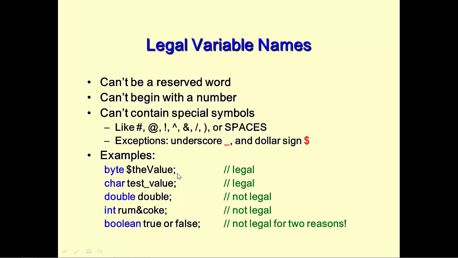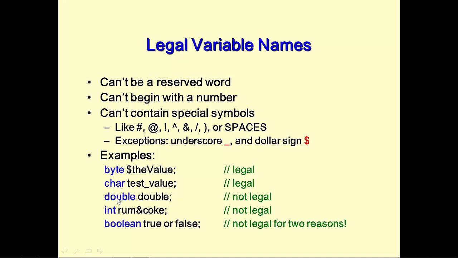$sign the value semicolon. So this would be a legal version of a variable name. And notice that I put a comment here with these 2 slashes that says it's legal. Okay, char test value. Again, this doesn't really break the rules because we're just using the underscore. So it's data type, variable name, semicolon.